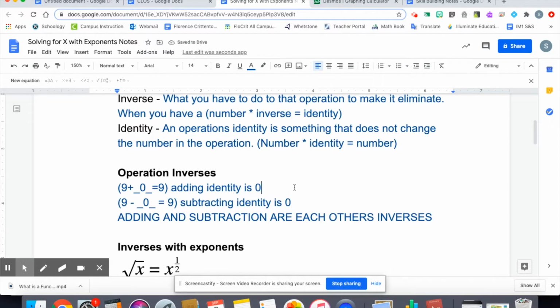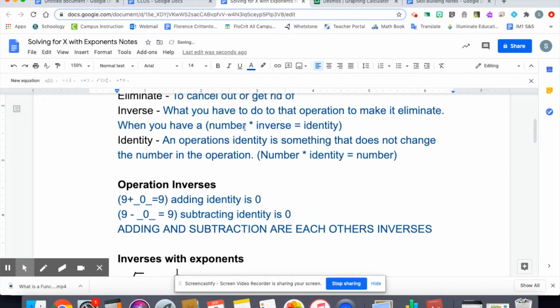But let's talk about why. Because remember, I told you an inverse up here, the formula is that when I take some number, like 9, and then my operation, and my operation right here is adding, whatever my inverse is, it needs to equal my identity. And remember, my identity for adding is 0. So it needs to equal 0.